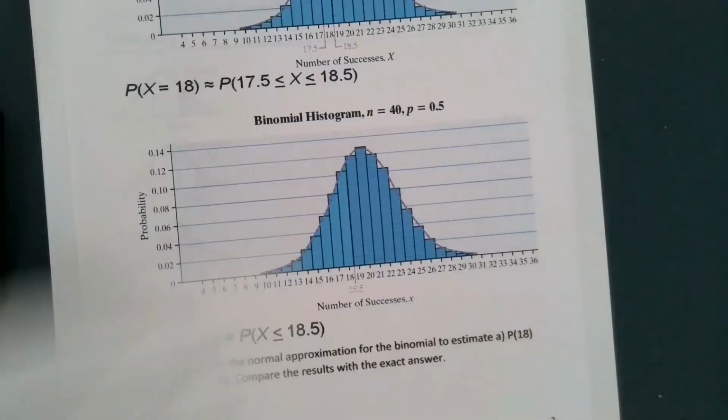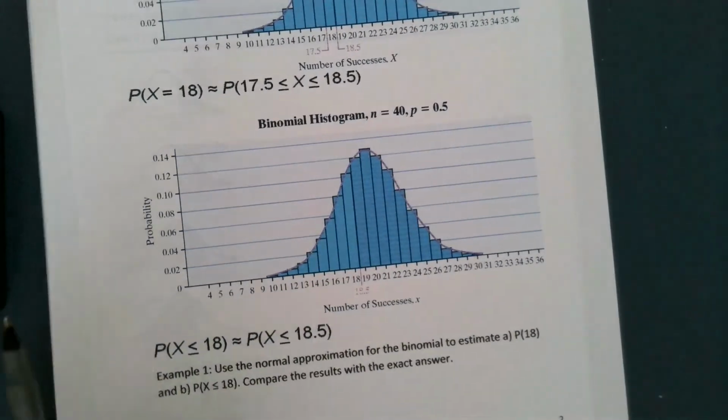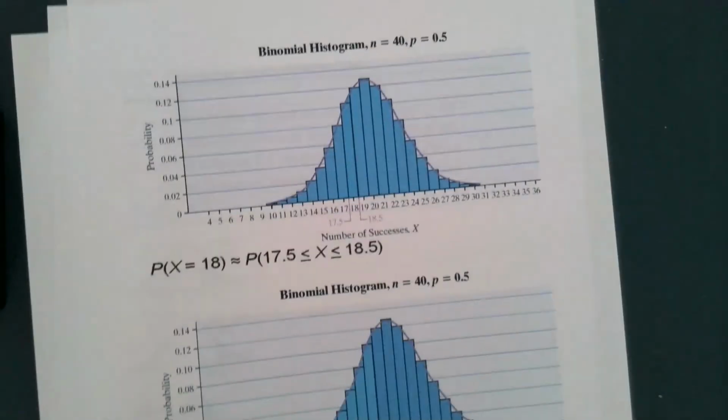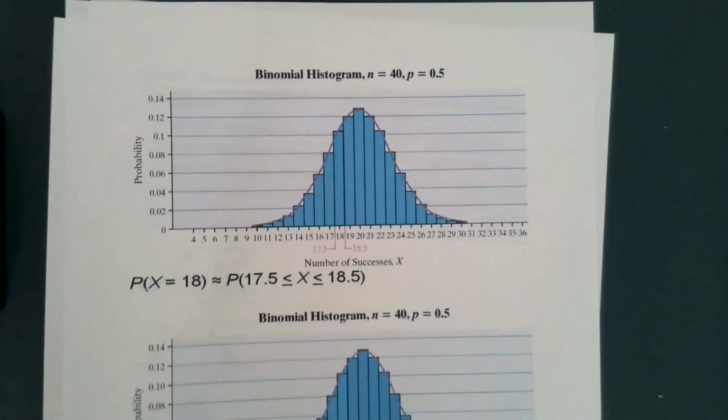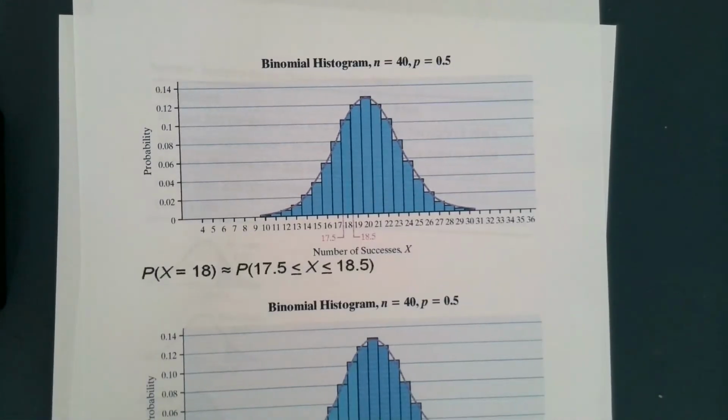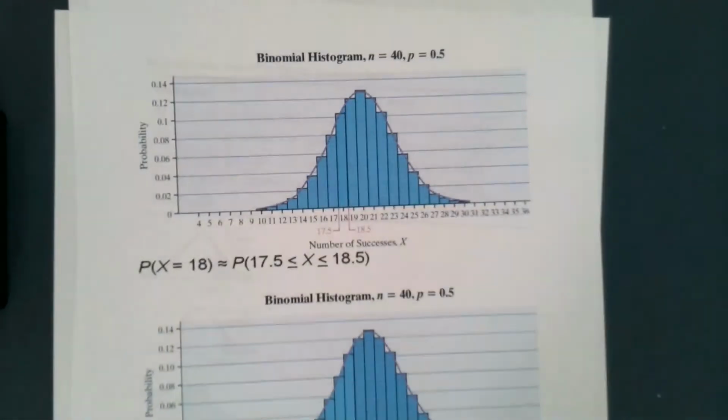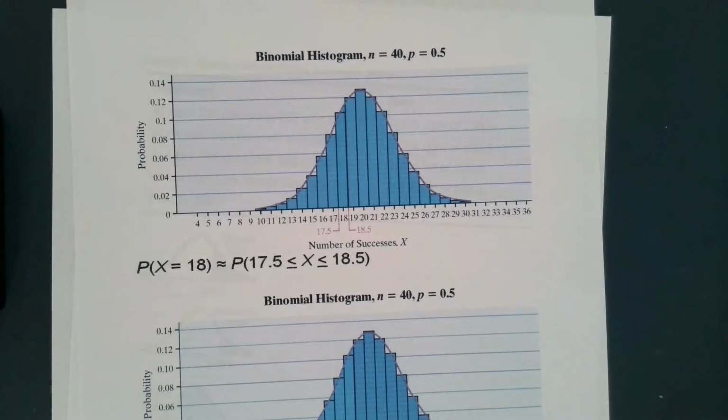Let's go to page 2. On page 2, we have a binomial distribution, n equals 40 and p equals 0.5. This one would qualify because np and nq are each equal to 20.